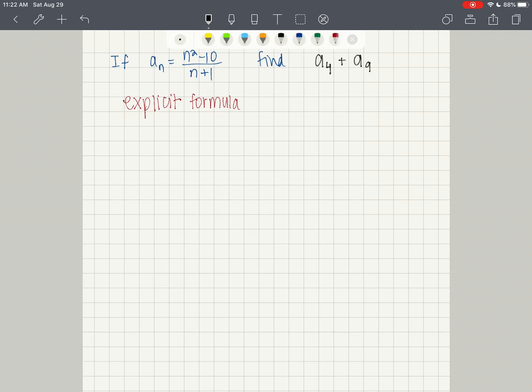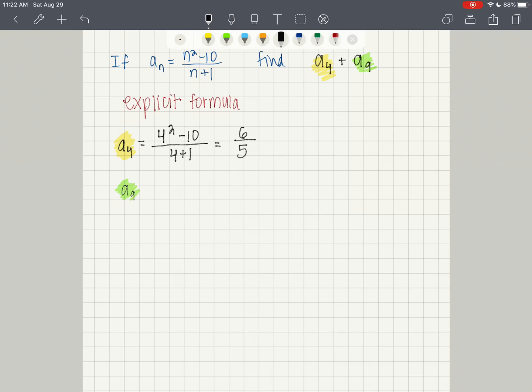So first I'm going to find a sub 4, and I'm going to use that given formula. A sub 4 is equal to, everywhere I see an n, I'm going to put a 4 in its place: 4 squared minus 10 over 4 plus 1. 4 squared is 16, 16 minus 10 is 6, 4 plus 1 is 5, so a sub 4 is 6/5. Now I'm going to find a sub 9.